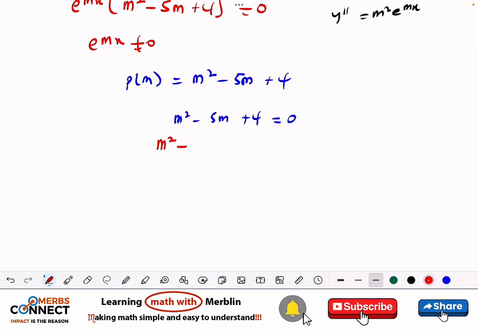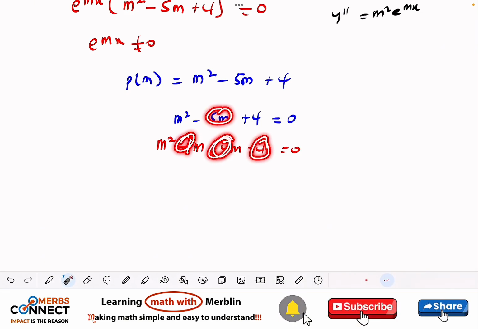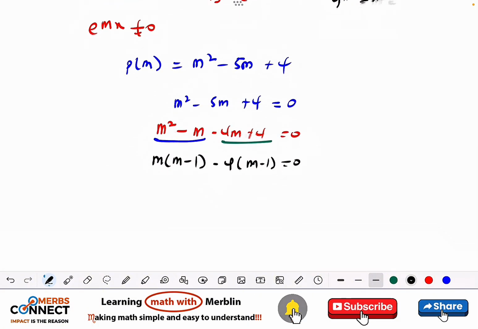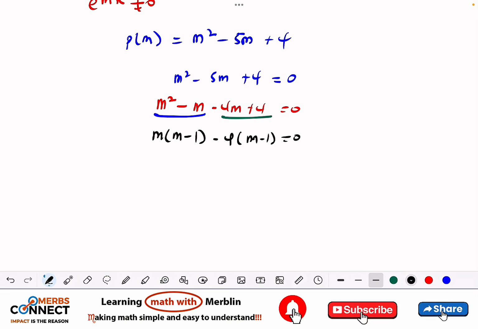So this one, I need to use something like m squared minus m minus 4m plus 4 is equal to 0. Because minus 1 plus minus 4 is minus 5, and when I multiply minus 1 by minus 4, I get 4. Good. So now I can make use of this with the blue and this with the green. With the blue, when I factor m out, I'll be left with m minus 1. And with the green, when I factor minus 4 out, I will be left with m minus 1 again. So I'm going to have m minus 1, then m minus 4 is equal to 0.